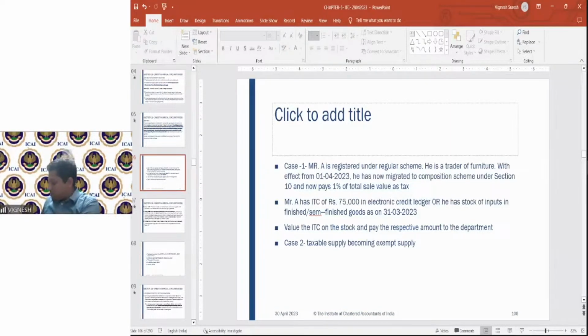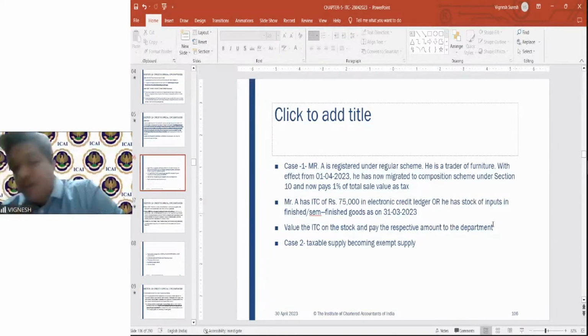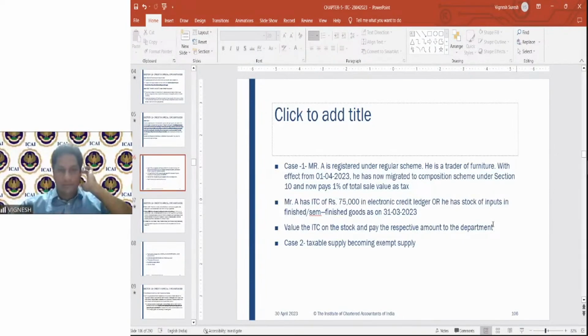So if 75,000 relates to the stock of finished or semi-finished goods, the entire 75,000 will be paid. Nowhere have we mentioned that 18% of 75,000 will be paid. 75,000 is the ITC. Let us look at the example here. 75,000 he has in the electronic credit ledger. So if he has it in the electronic credit ledger, that means the 75,000 itself is the 18% he has paid on the stock. Okay, I hope it is clear.